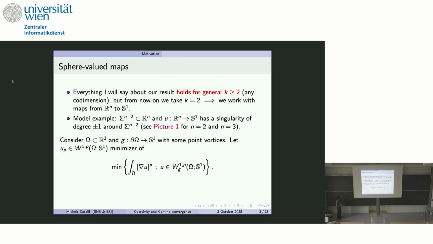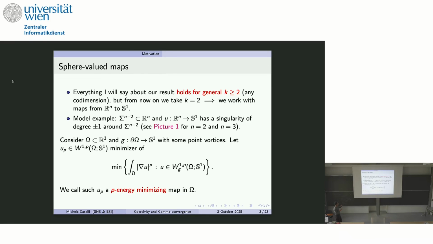And these are locally of this type, okay? Then consider the W1P energy for P less than 2, okay? So now, since I fixed K equals 2, P will tend to 2 in my talk. And just minimize the P energy among all the W1P maps that agree with G at the boundary. We call such U a P energy minimizing map. This is like a regularized version of harmonic maps.